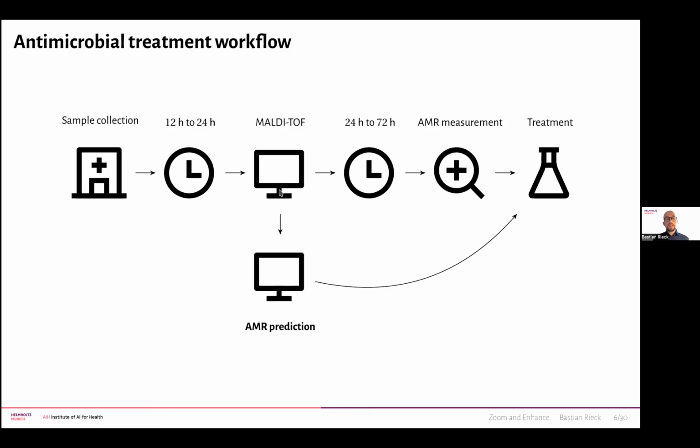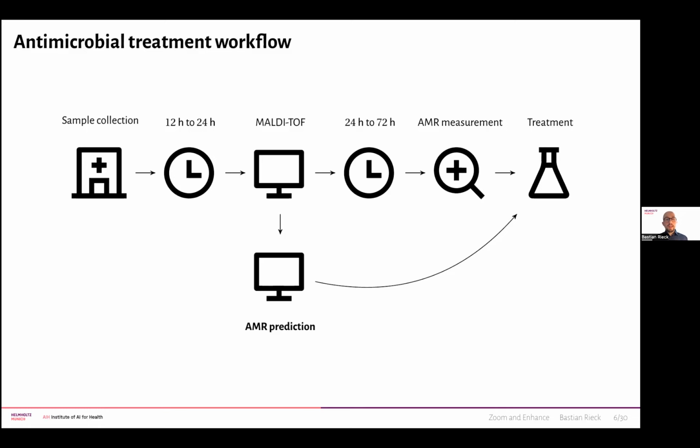We want to use that data and do some AMR prediction, some antimicrobial resistance prediction, with machine learning algorithms in order to skip these two steps here and go directly to the treatment. At least, I have to say that's the vision of what we want to do. We are obviously not quite there yet, but we're making some progress here.